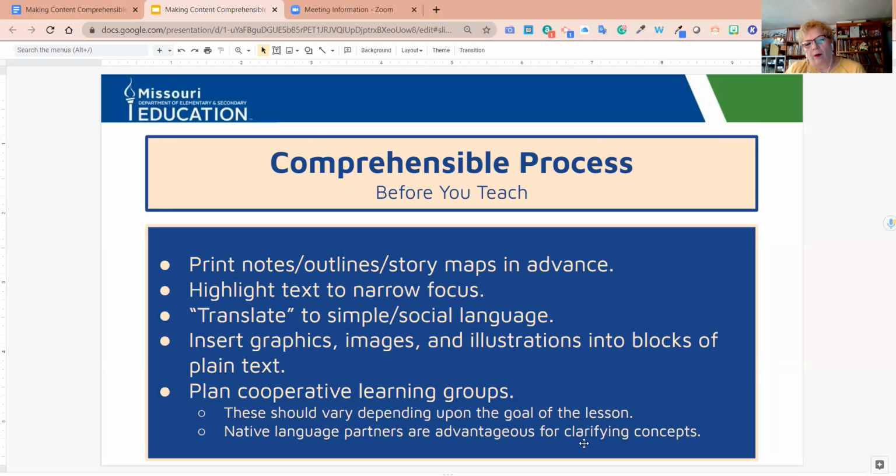And planning for cooperative groups during the lesson, where students again can work with each other, sometimes with a native speaker that speaks the same language for clarification, or sometimes with someone who's close to their level so that they can work easily together.